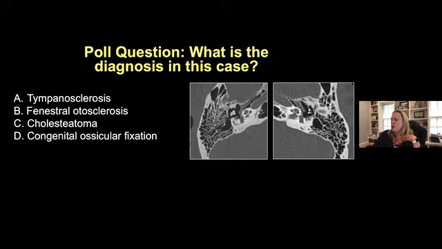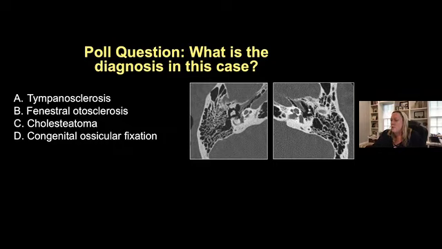So here's your poll question. What's the diagnosis in this case? Is it tympanosclerosis, fenestral otosclerosis, cholesteatoma, or congenital ossicular fixation? Give you a couple of minutes here, or I guess seconds. All right, go ahead and put your votes in. And then let's go ahead and close the poll.